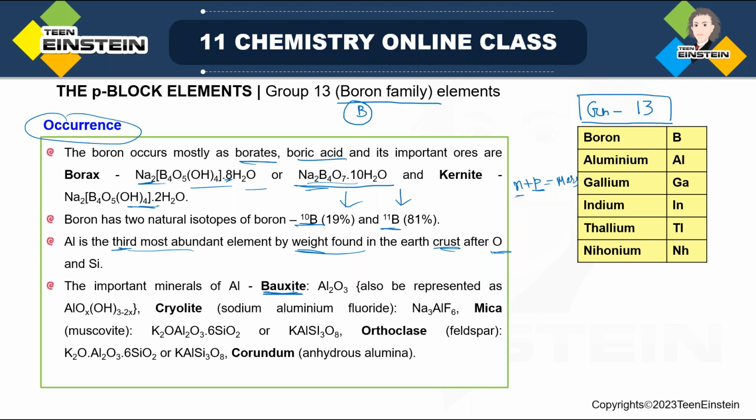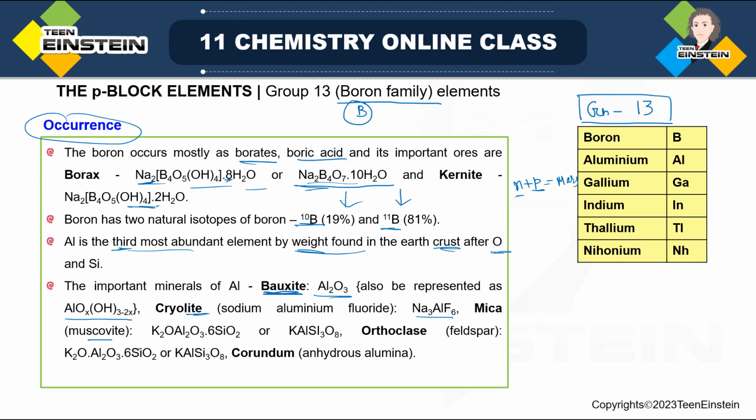So see, we have bauxite. This is the formula Al2O3. It is sometimes also represented in this way, where the number of X may vary. Then cryolite, sodium aluminium fluoride, Na3AlF6. Mica, also called muscovite.